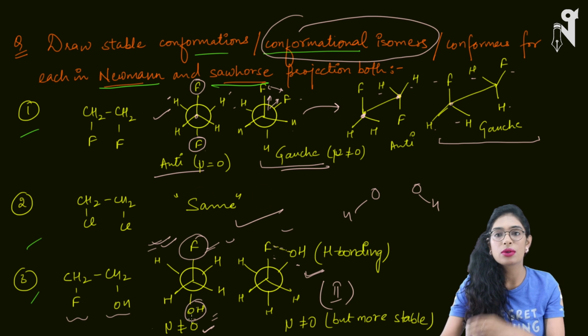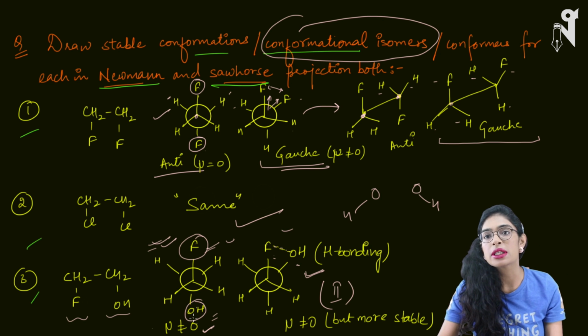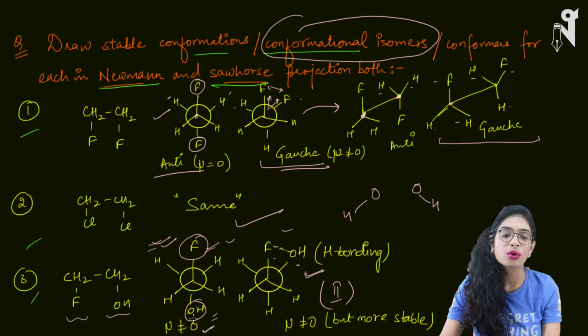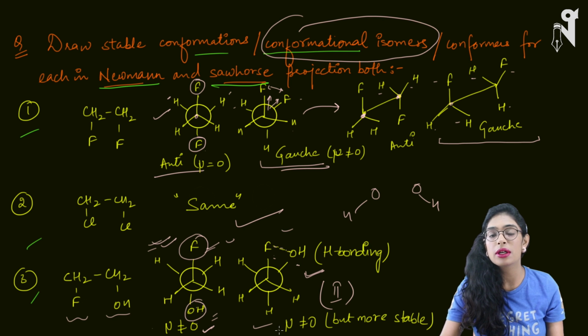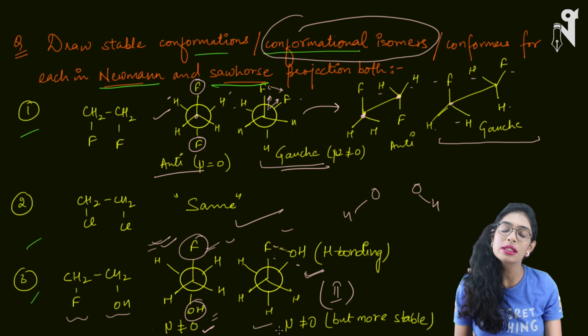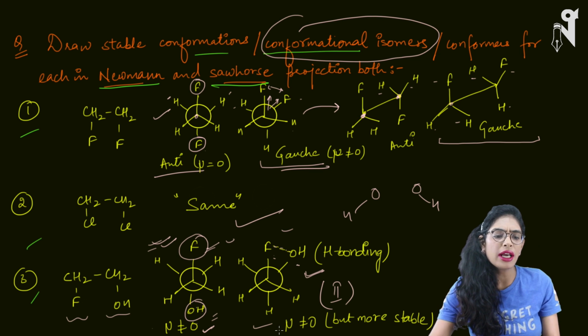They ask you these questions. They give you different conformers and ask which one is more stable and so on. So here you have to see whether the possibility of hydrogen bonding is there or not. By the way, dipole moment is not something which affects the stability, because for both the dipole moment is non-zero.